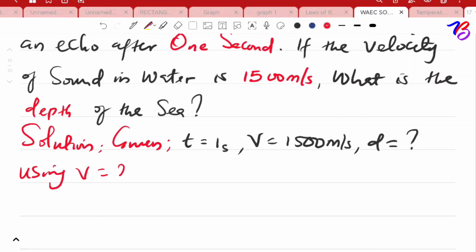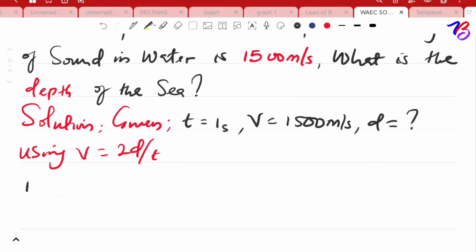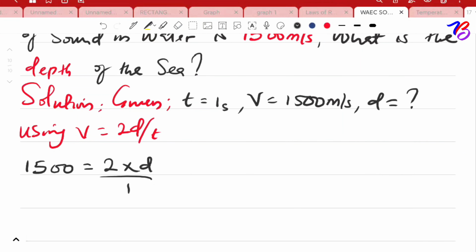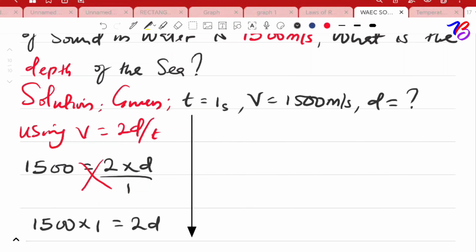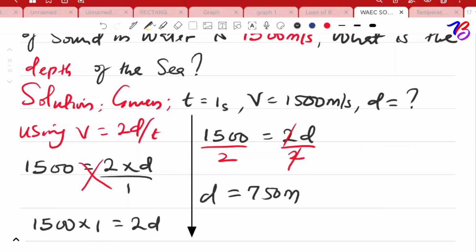So using V is equal to 2D over T, what are we going to have by substitution? We'll now have 1500 is equal to 2 times D over 1. So from here we can cross multiply. Are you with me? Cross multiplying, 1500 multiplied by 1 is equal to 2D. So 1500 multiplied by 1 will give you back your 1500 is equal to 2D. So let's divide through by 2. Are you following? So that our D will equal 1500 divided by 2, which is 750 meters.